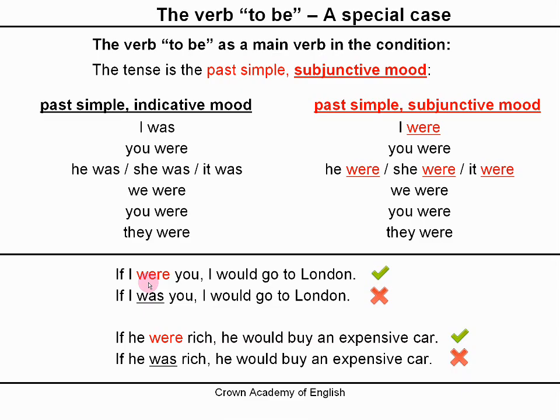If I were you, I would say sorry to your parents. Okay, so it's a very useful expression. But remember, we say if I were you, not if I was you. It's the subjunctive.